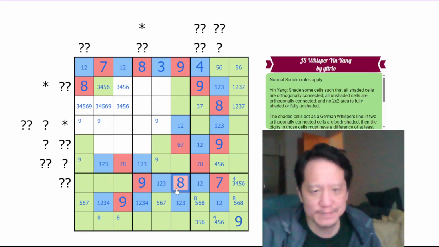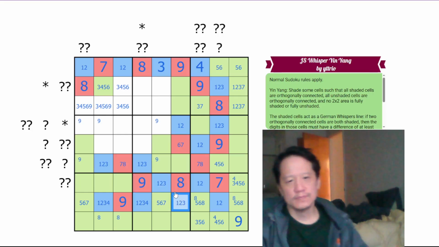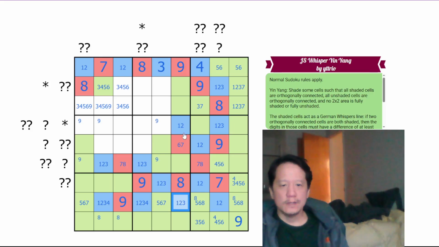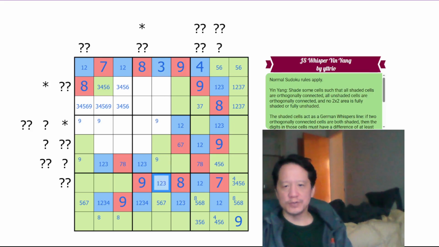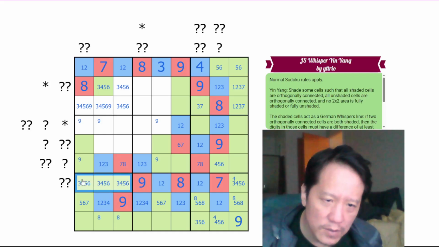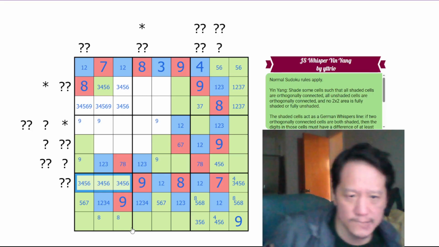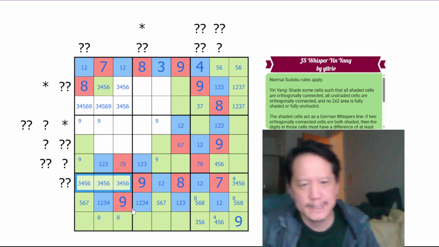That doesn't help us. Huh. 3 eliminates 3 here. So we have a 1, 2, 1, 2 pair this way, which eliminates 1 and 2 in the rest of the row. So that leaves only 3 through 6 here. Interesting.